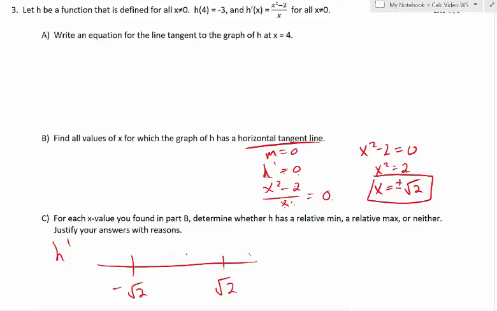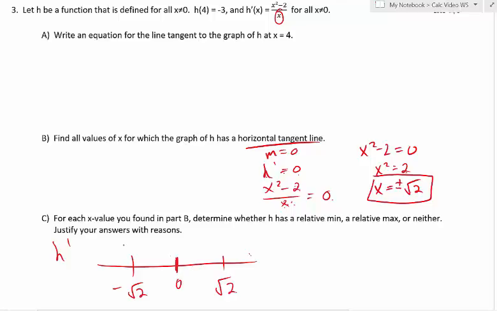Now, the other trick is that if x is 0, the derivative is not defined. So we also need to consider, well, what if x is 0? So I'm going to plot 0 on the number line to make another interval that needs to be tested.